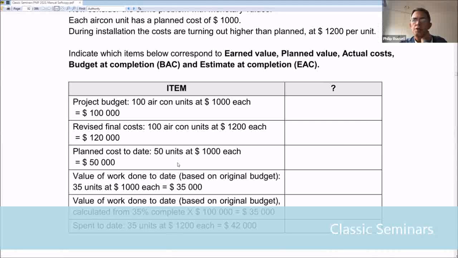Correct. So you can see from the 4th and the 5th, they both start the same way. Value of work done to date. The 5th one is also value of work done to date. So they are the same item. It's just calculated using a different method. That's the only difference between the 2. You're coming to the same numbers at the end. Okay. Well done with that.